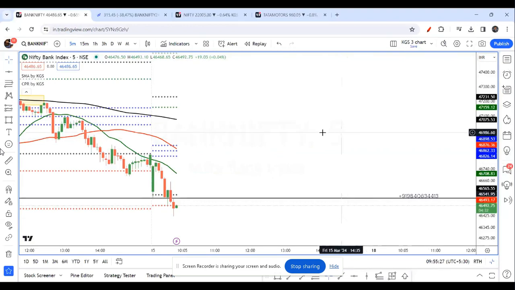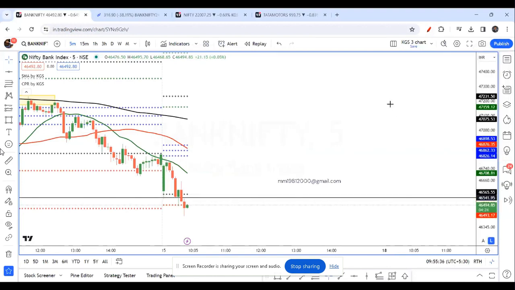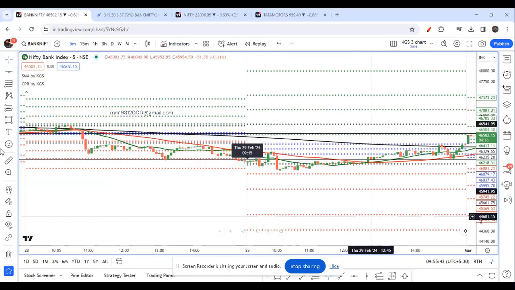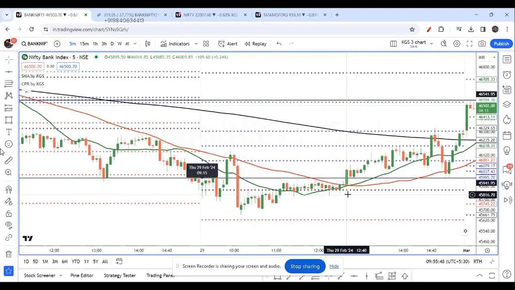That's it. That's why I was not in a hurry to take a short position at the 20 SMA. Let's give more time for the candles. On February 29, the candles went up only in the afternoon session, after 12:40 only. So what does it mean? Basically, we have to give more time for the candles. The 20 and 50 candles are like a family.